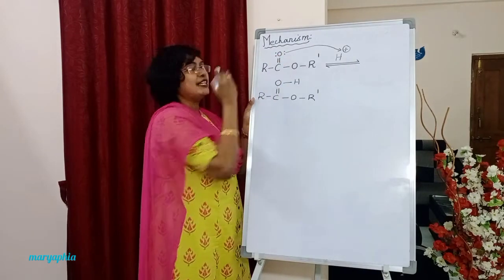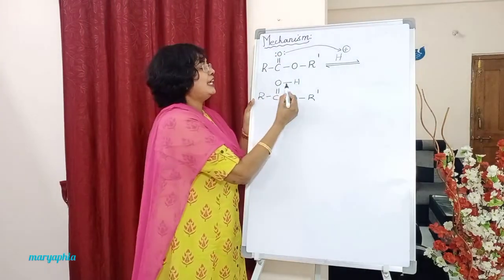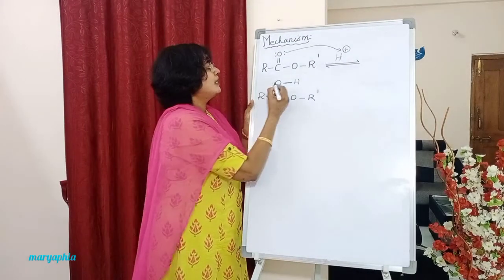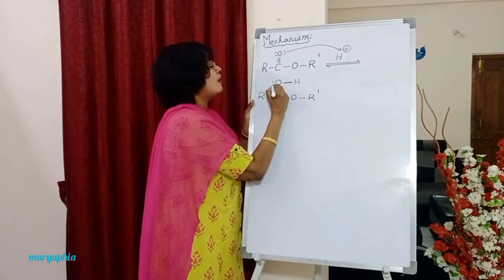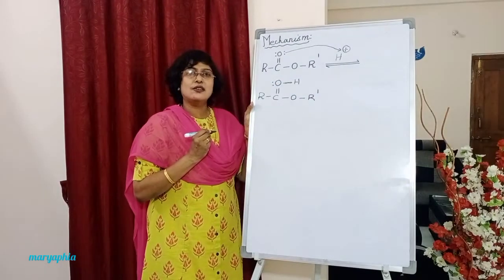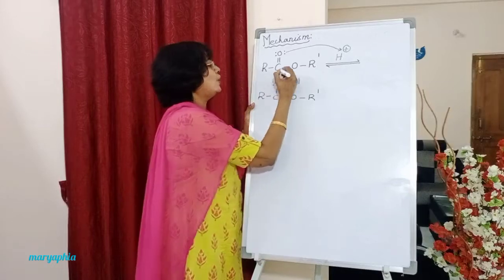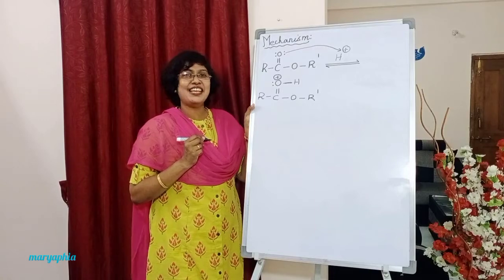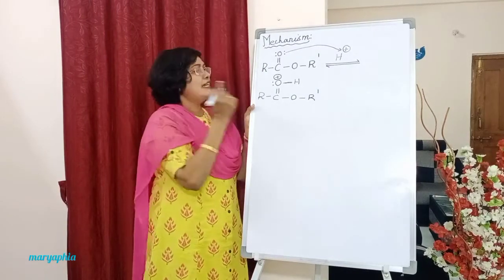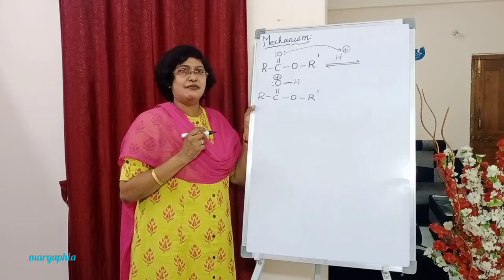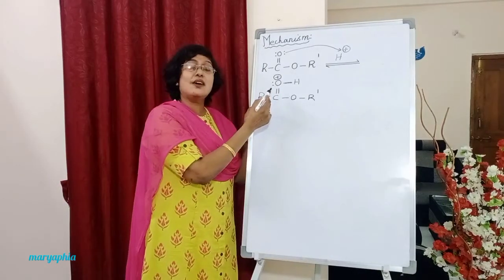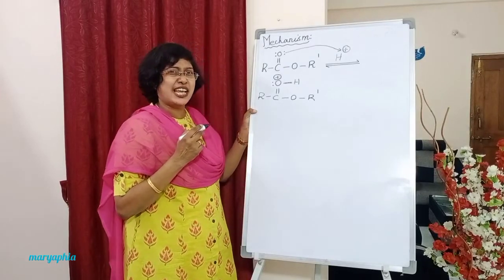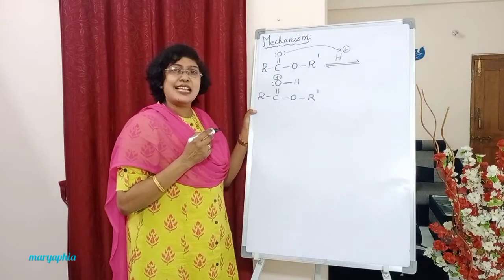Now this lone pair is not there. What happened? It is involved in the bond formation between oxygen and hydrogen. There is now only one lone pair of electrons. Because of this, it acquires a positive charge here, a deficiency of electrons. Fine, students. Now how is this positive charge on the oxygen satisfied? This is a burden.